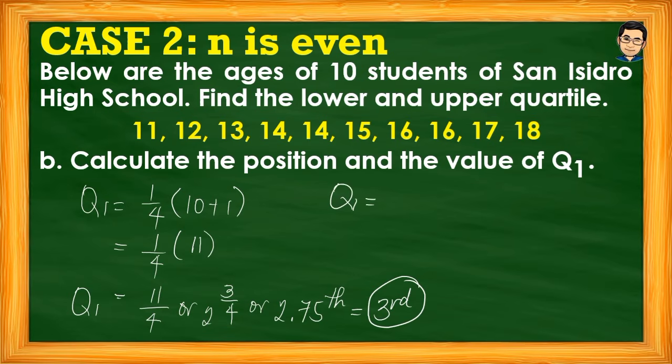So, here in the arranged data, let's get the third. Start at 11, and then 12, then 13. So, the value of our quartile 1 here is 13. So, what does it mean? 25% of the students' ages is less than or equal to 13. Okay. Less than or equal to means lower or the same. So, lower than 13: 12 and 11. This is the portion below the first quartile.